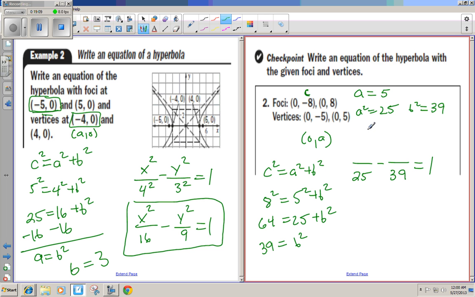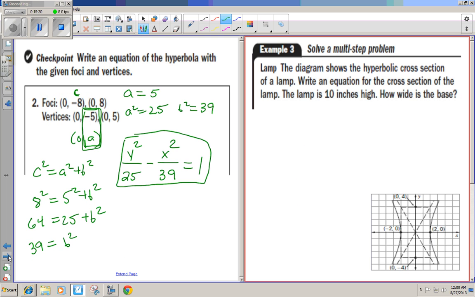Since the vertex is in the y spot, that means the a goes with the y squared. And there's your equation. So you can see you can very quickly come up with an equation for some of these things. All right, I think 2 more here.